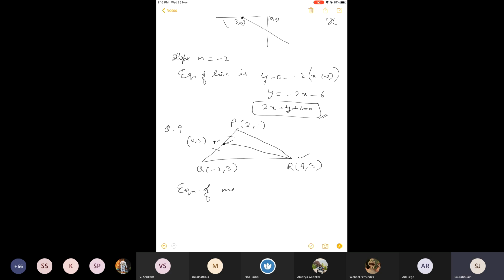Therefore, equation of median MR is... Who can tell how you will find the equation of median? Which form?